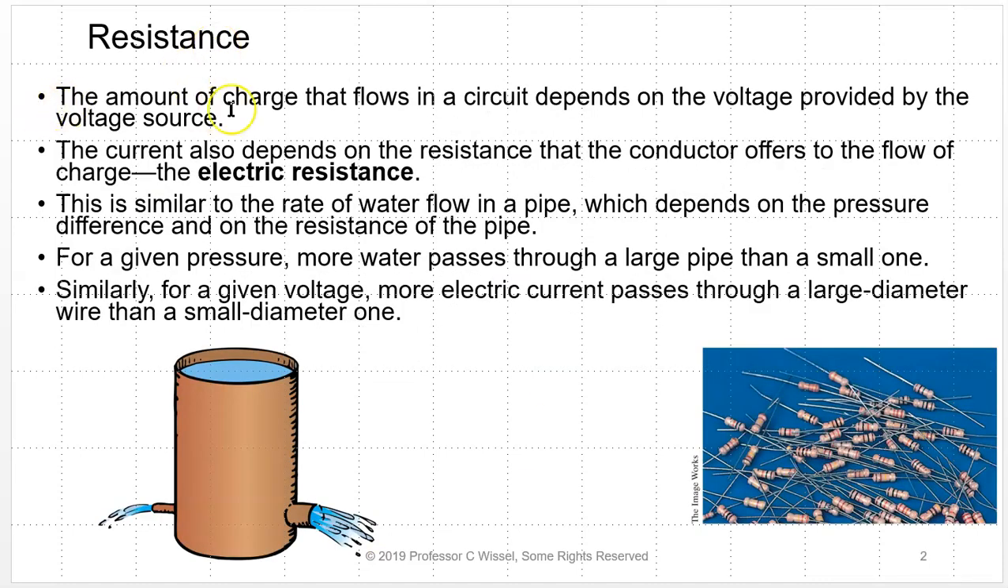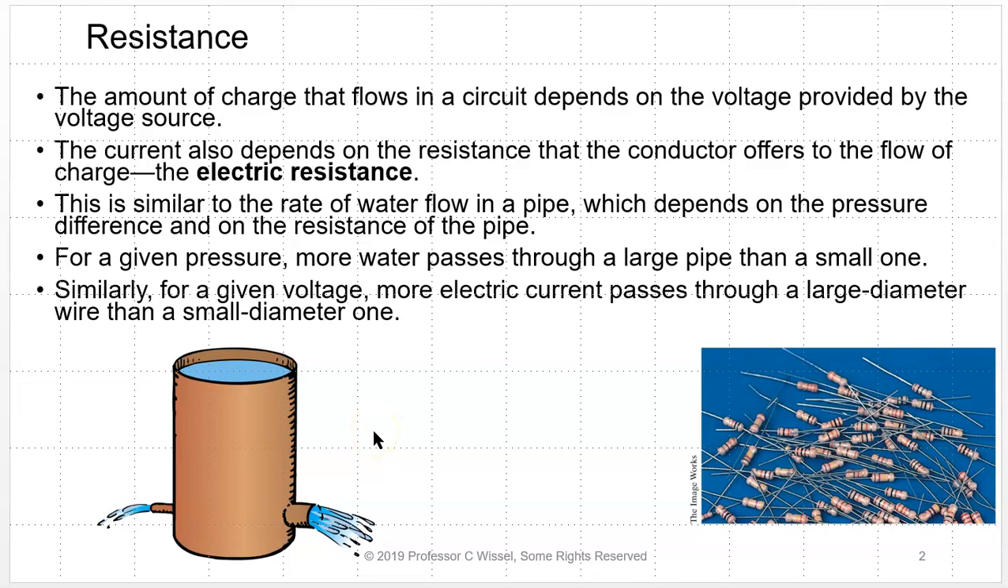Now, resistance. The amount of charge that flows in a circuit depends on the voltage provided by the voltage source. The current also depends upon the resistance that the conductor offers to the flow of charge, otherwise known as the electric resistance. This is similar to the rate of water flow in a pipe, which depends upon the pressure difference and the resistance of the pipe.